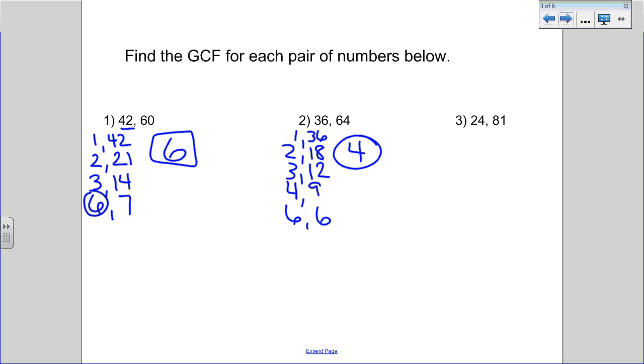All right, 24 and 81. What are the factors of 24? 1 and 24. 2 and 12. 3 and 8. 4 and 6. Is 5 going there? No. Nope. And so we're done, right? 6 is already on our list. All right, we need to find numbers that divide into 81.